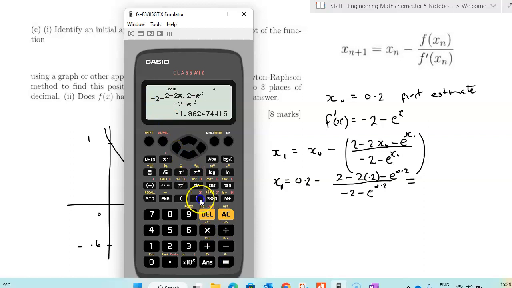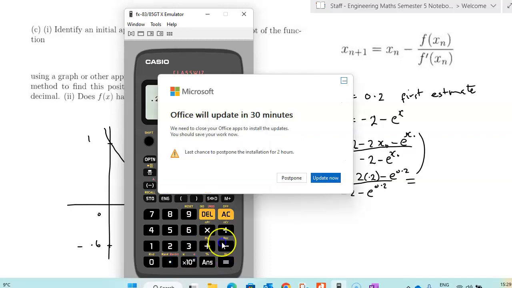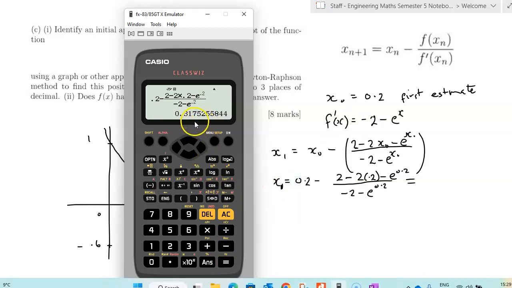oh yeah, sorry, that shouldn't be a minus in front of that too. You have to go back. I was wondering about that. It's just 0.2, not minus. Delete that. It should be 0.2. Sorry. That's just typical. Okay, so I get for my first value 0.3175 to 4 decimal places.